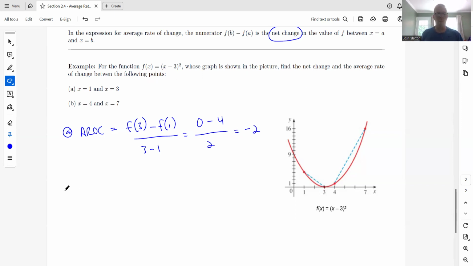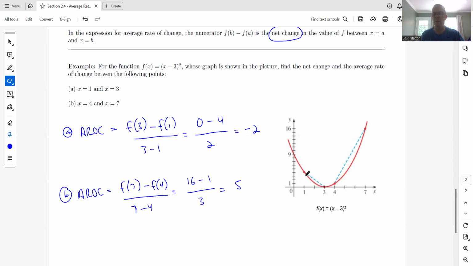And then we can do the same thing for the average rate of change between 4 and 7. So we have f of 7 minus f of 4 over 7 minus 4. So f of 7, we'd have 7 minus 3, which is 4. 4 squared is 16. And then plug in 4, and we would get 1. And then that's over 3. So that'd be 15 over 3, which is positive 5.